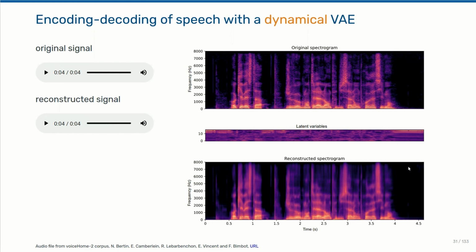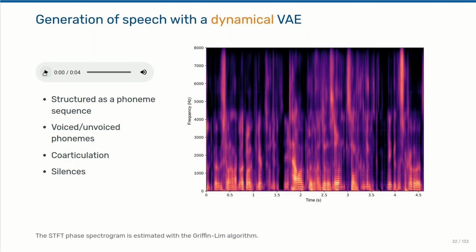Which is much better than when the speech was processed frame by frame independently, as in the case of the VAE. And when we try to generate, we can see that even if we don't understand much, because this is complete random generation, we can identify several things. We can identify the structure as phonemes. We can identify voiced and unvoiced phonemes, and also effects proper to speech, such as co-articulation and silences.